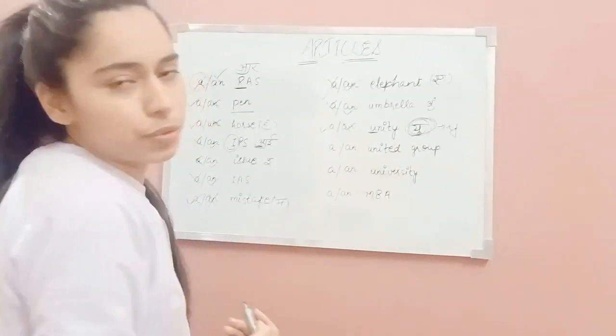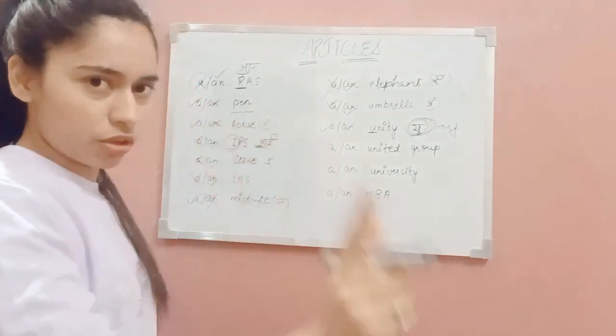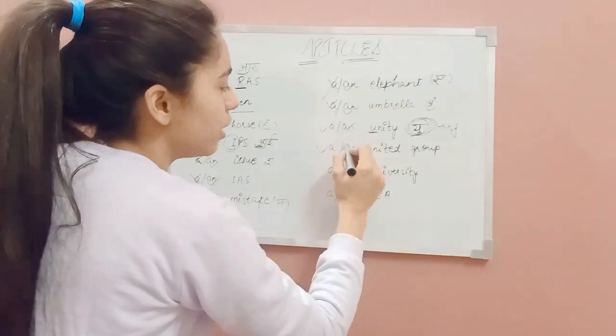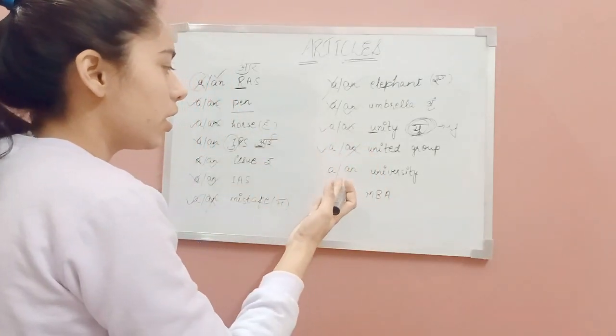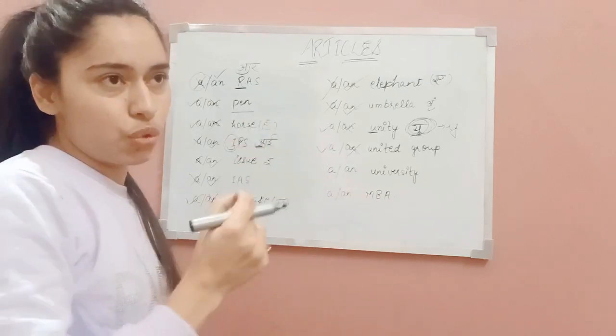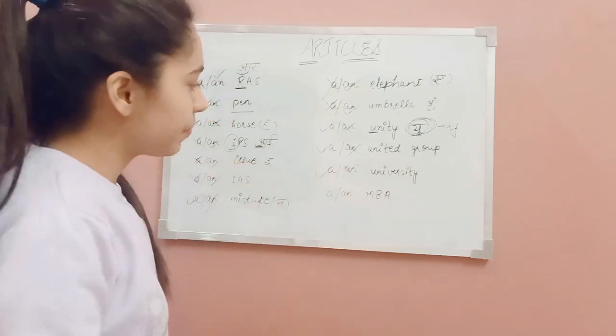Similarly, united group. United, U, ya. Okay? This is a consonant. So we will use A, not N. Okay? University, again uni, university. University, not N.